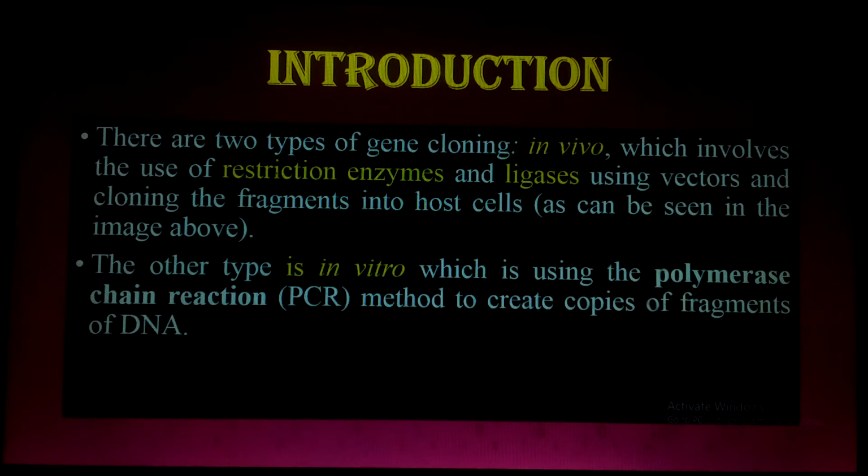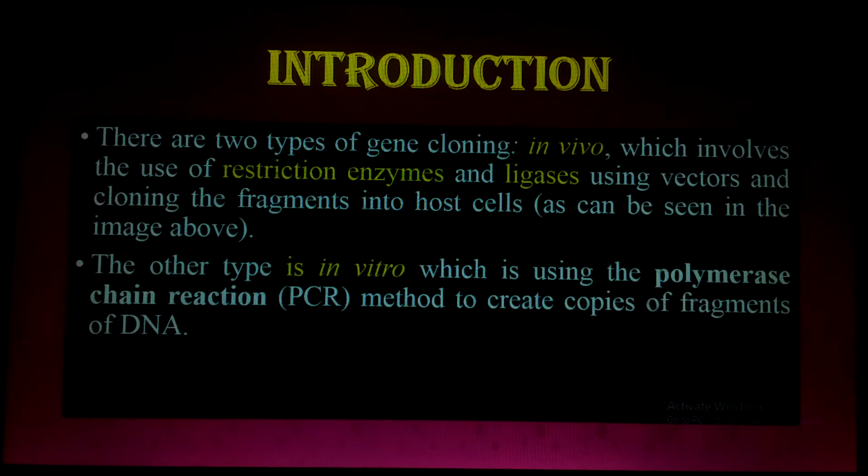Introduction to types of cloning. There are two types of cloning: in vivo and in vitro. Now, what is the difference between in vivo and in vitro? In vivo involves the use of restriction enzymes and ligases. Restriction enzymes are for cutting the gene and ligases for rejoining. You can say ligases act as a glue, using vectors and cloning the fragments into the host cell, like a bacterial cell. And the other type is in vitro.